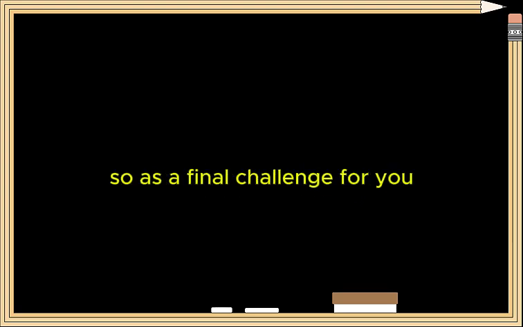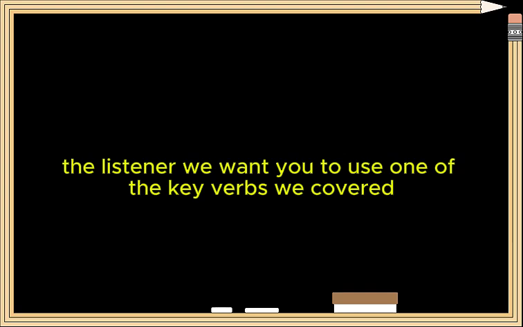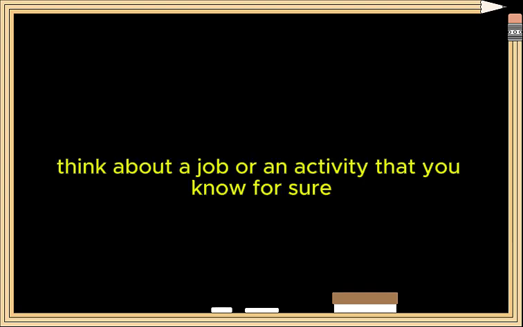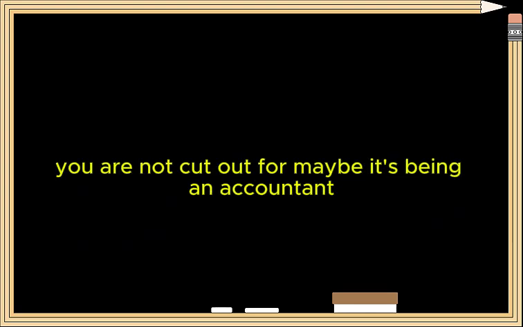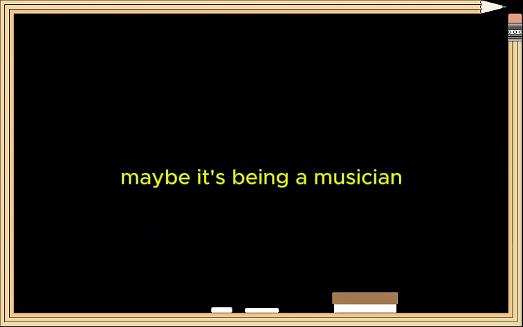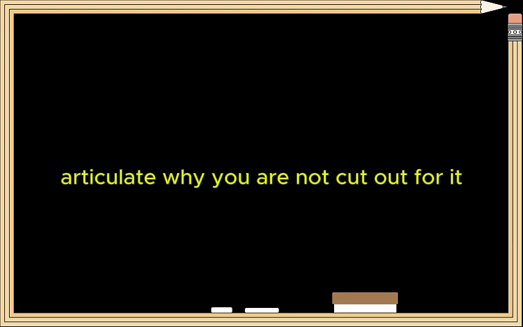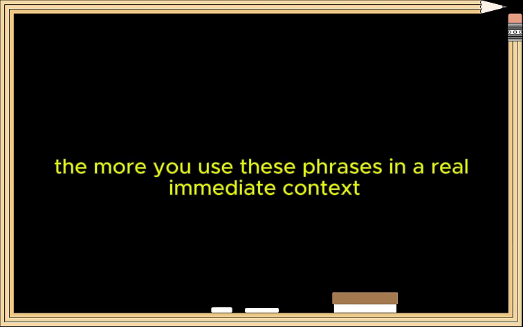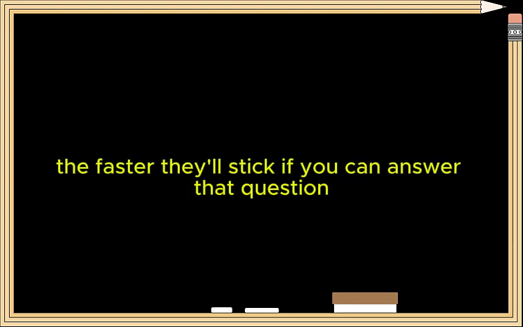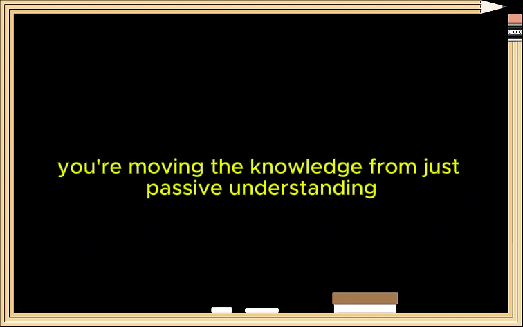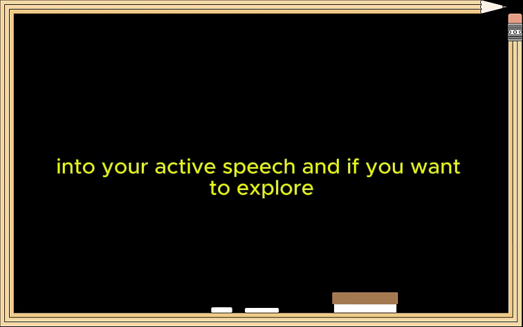So as a final challenge for you, the listener, we want you to use one of the key verbs we covered. Think about a job or an activity that you know for sure you are not cut out for. Maybe it's being an accountant, maybe it's being a musician. Whatever it is, try to say it out loud to yourself or to a friend. Articulate why you are not cut out for it. The more you use these phrases in a real immediate context, the faster they'll stick. If you can answer that question, you're moving the knowledge from just passive understanding into your active speech.